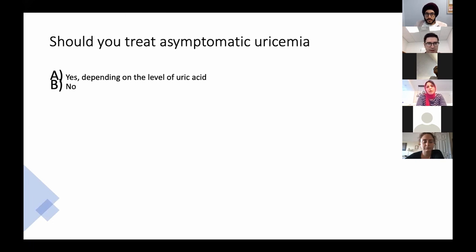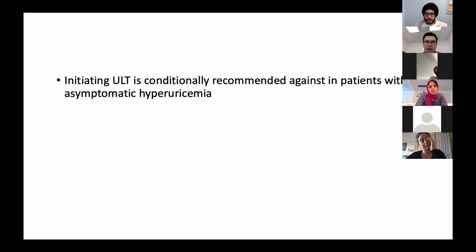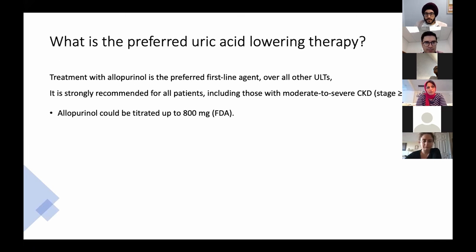And then again, should we treat asymptomatic hyperuricemia? No, right? So this I actually recommend against in patients with asymptomatic hyperuricemia. What is the preferred treatment? Allopurinol is the first and the second. Why? Because it's cheap, it's effective, and compared to febuxostat, it's 20 times cheaper. And as far as efficacy, it's just as effective.